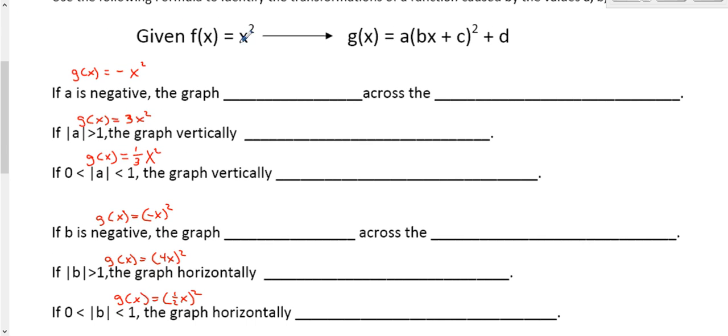So if I'm given, and I'm using x squared just as an example, the value of a when it is outside of the function itself. Like in our case here, x squared, we are not including a in the exponent. So a is out in front. If that is a negative number, the graph would reflect across the x-axis.